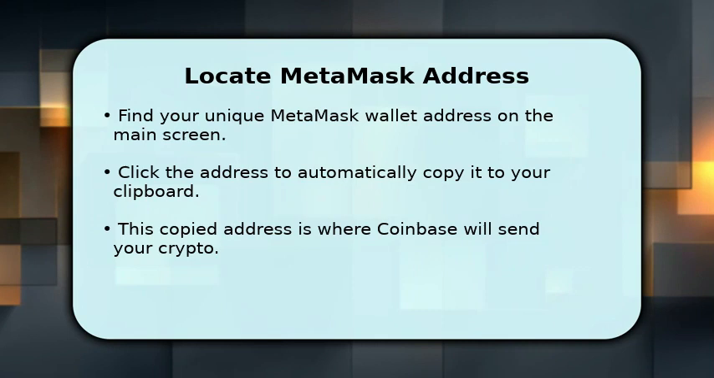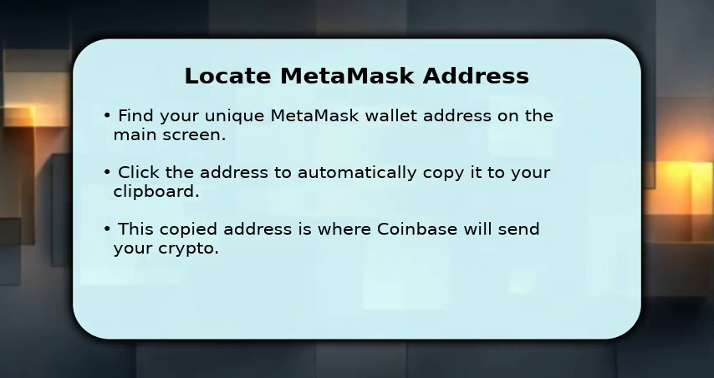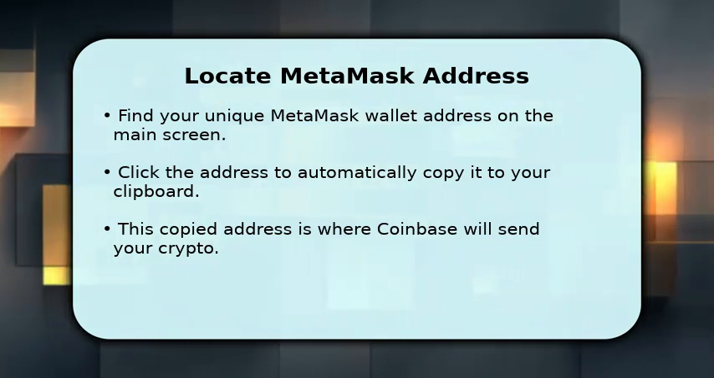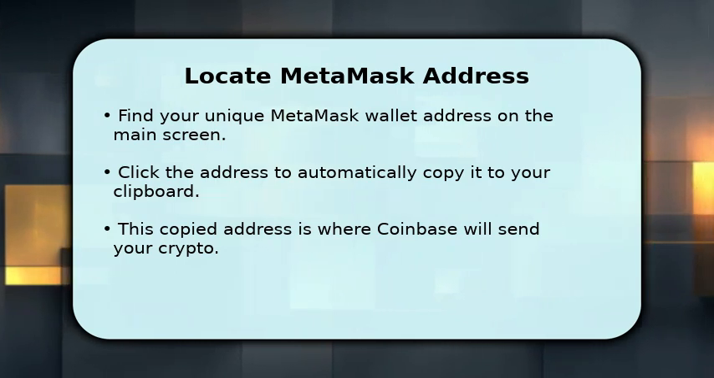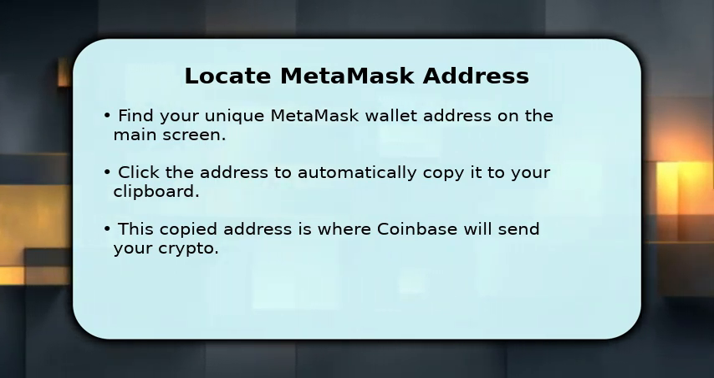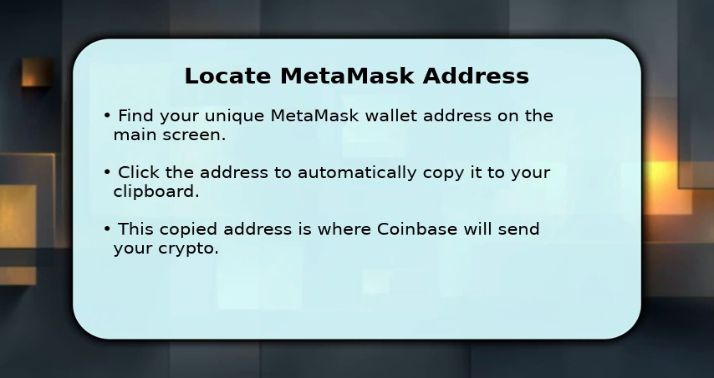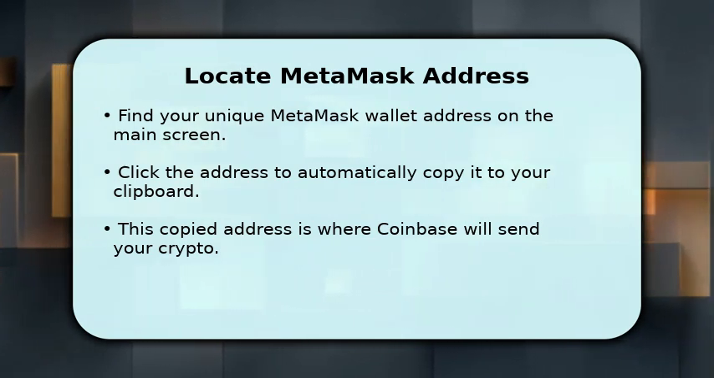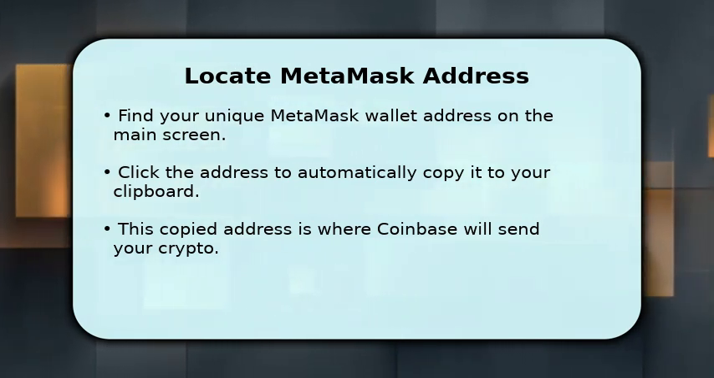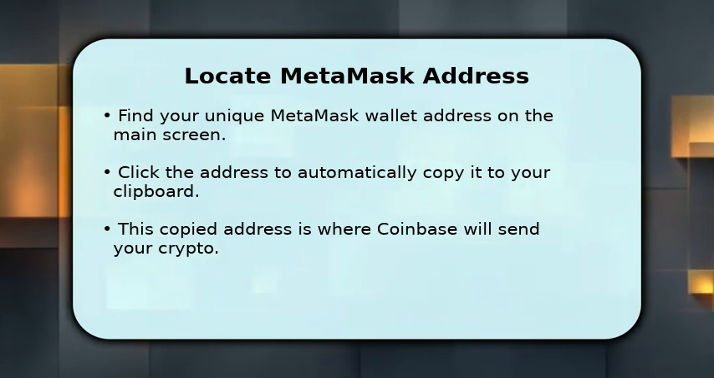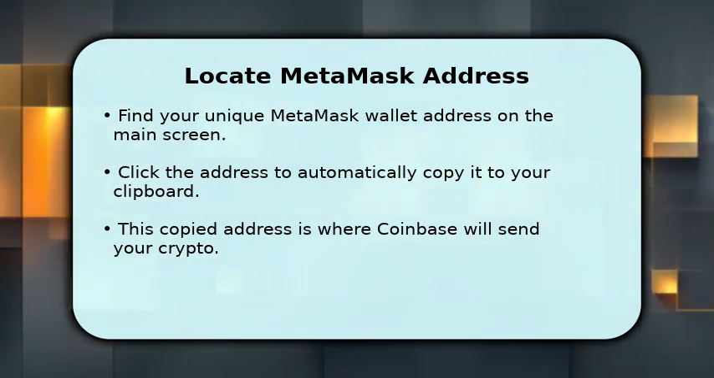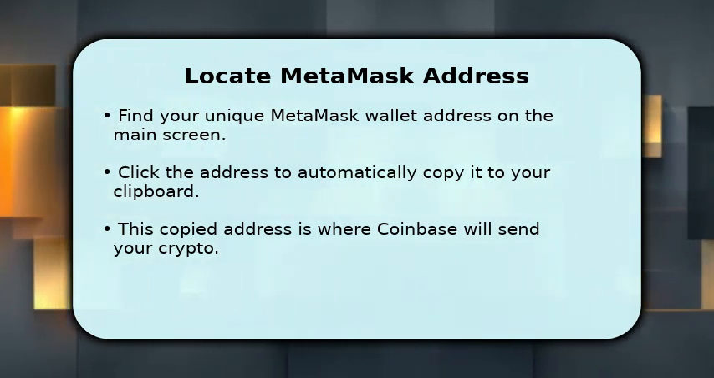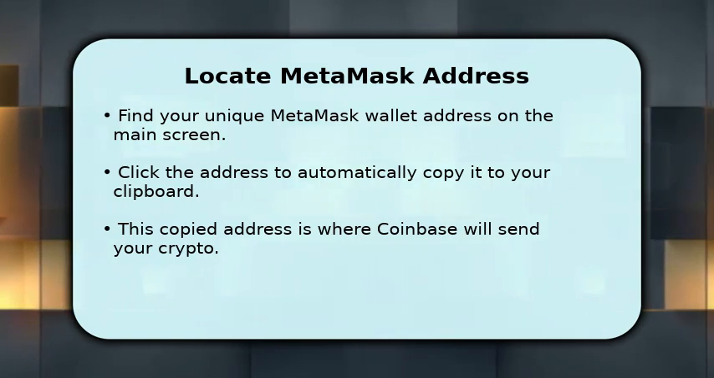Next, you need to locate your MetaMask wallet address. On the main screen of your MetaMask extension, you'll see your account name and a long string of characters below it. This is your public wallet address. Simply click on this address and it will automatically copy to your clipboard. This is the destination for your funds from Coinbase, so ensure it's copied correctly.